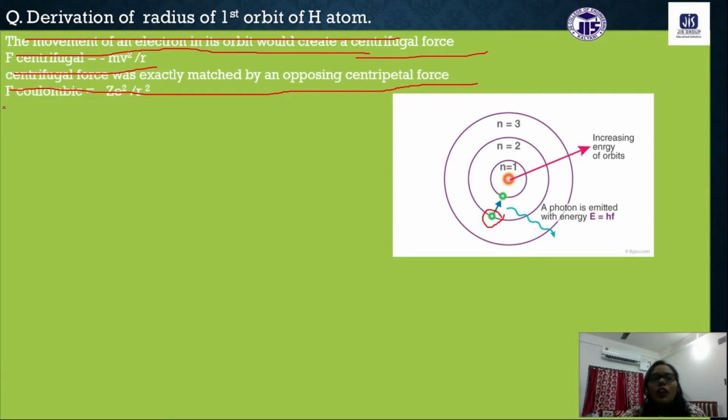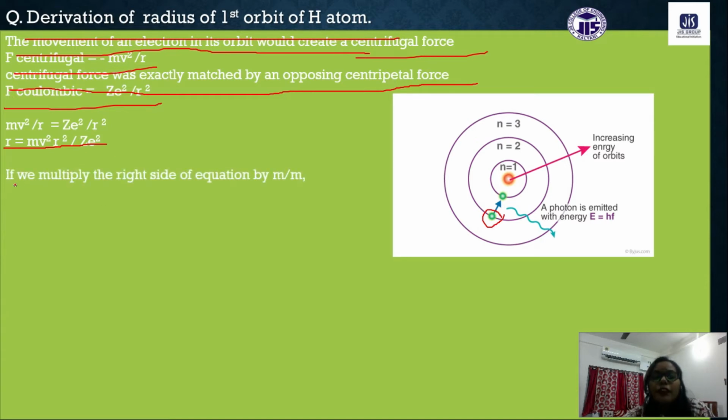Okay, now this Coulombic force is z square by r square, minus z square by r square. So mv square by r equals z square by r square, right? Next, that means r equals mv square r square by z square.